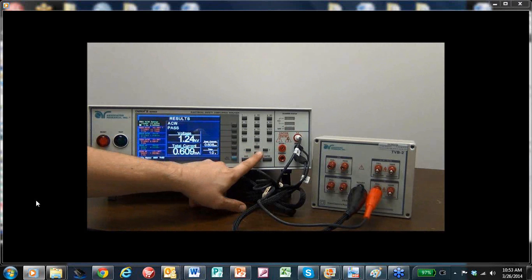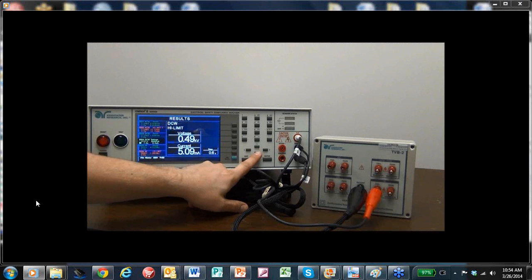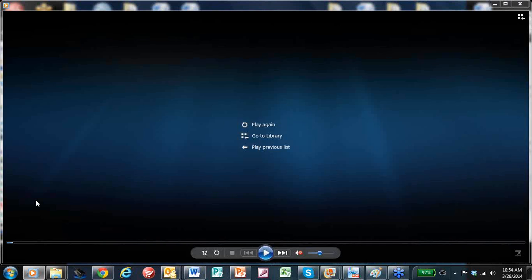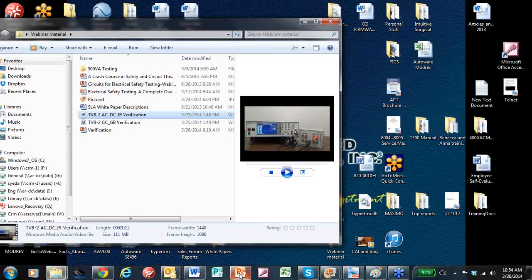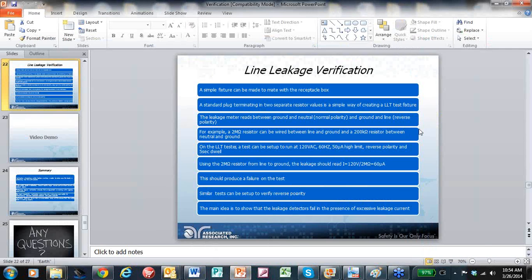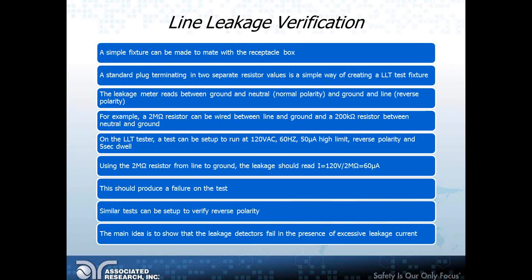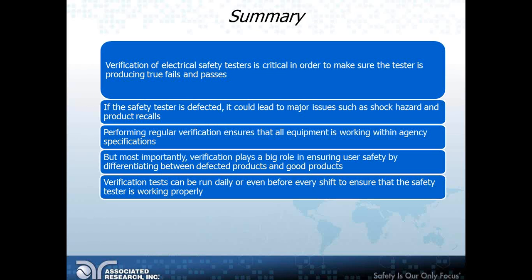So we're going to quickly go through the results for AC withstand pass, AC withstand fail, DC withstand pass, DC withstand fail. As you can see on the left, it may not be very clear, but the tests that are laid out in red were fails, and the ones in green were passes. That's how the Omnia displays the results. So here was our line leakage verification and the video demo.